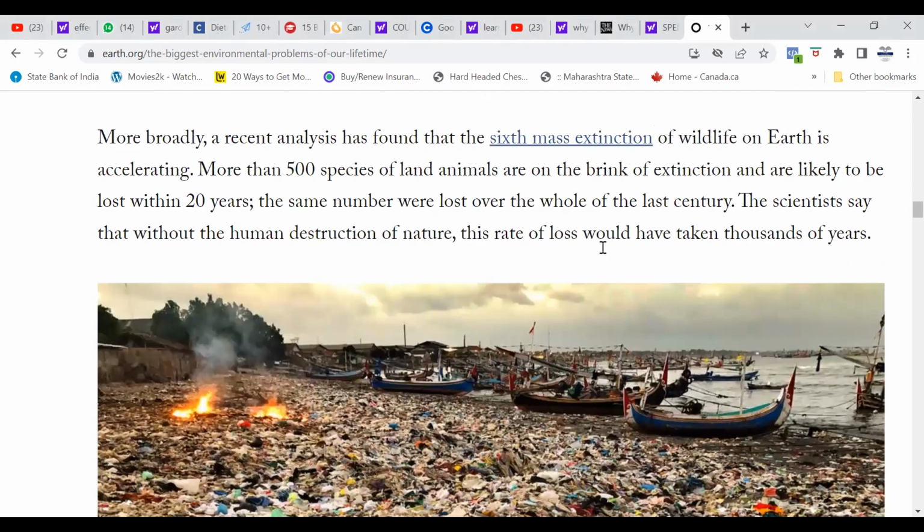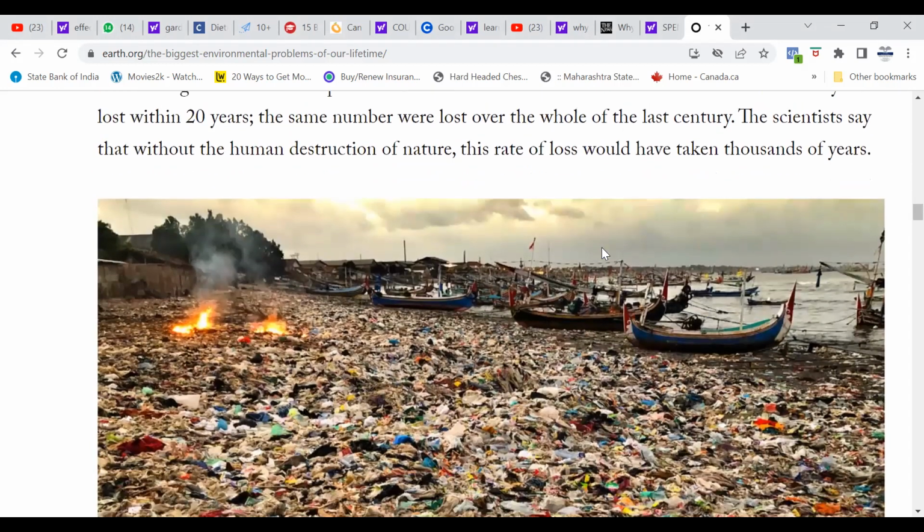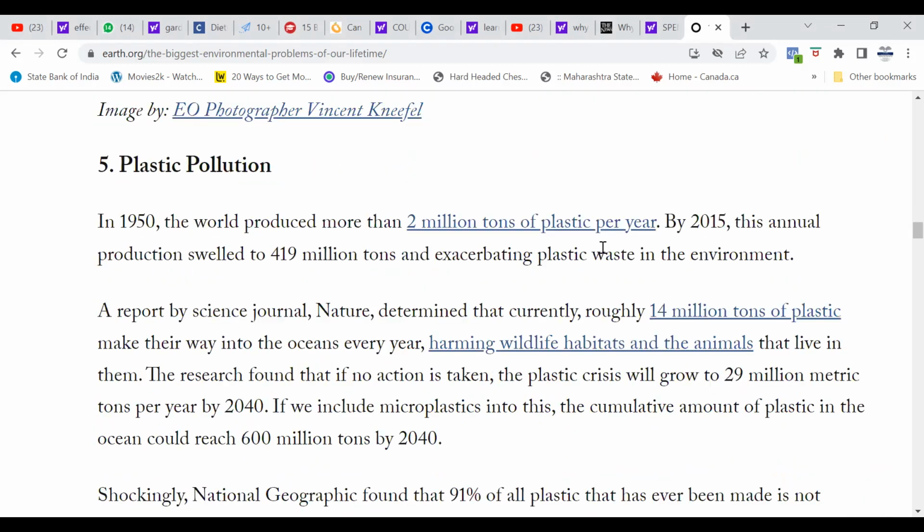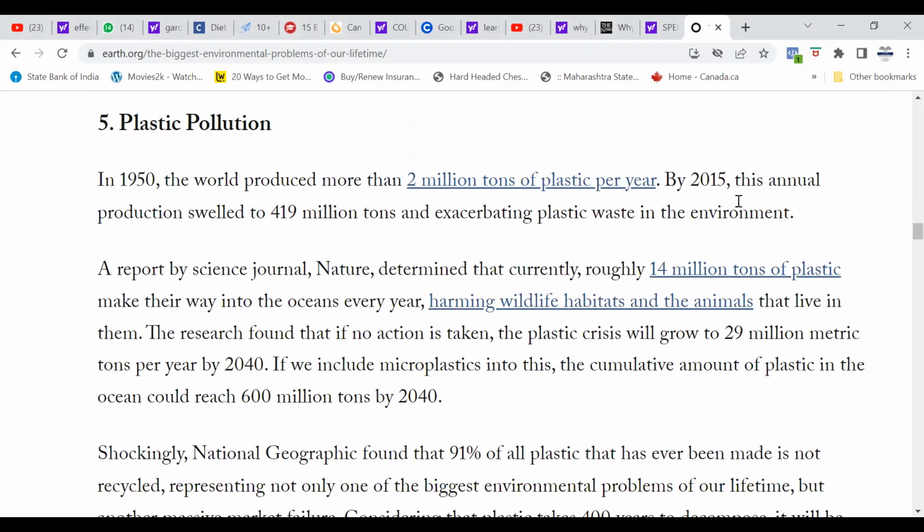See this plastic, can you see this? It's all loaded with plastic pollution, exacerbating plastic waste in the environment. It's getting worse. This production swells. Swell means it has swelling, you know, like when you get immediate swelling, it becomes like a bump. When the number goes up, you should say the numbers have swelled up to something.